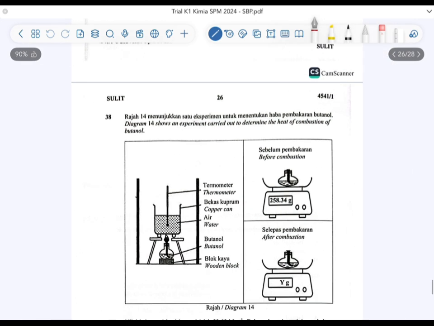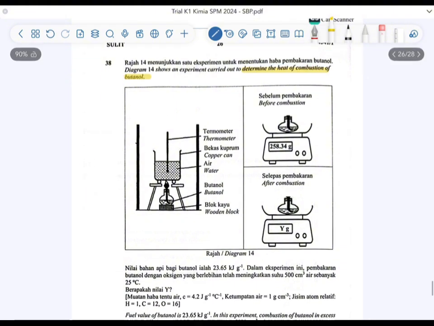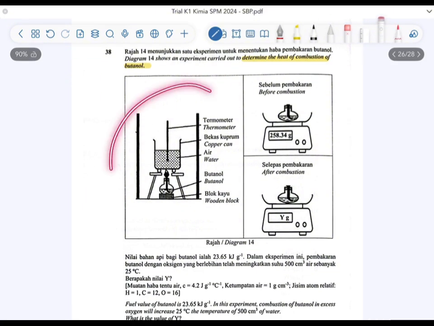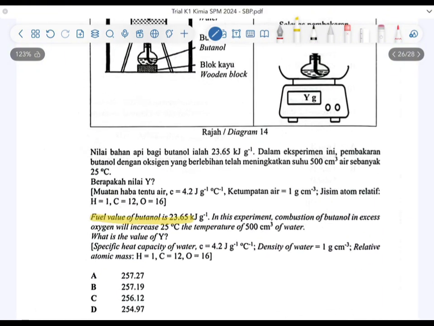We have an experiment that is carried out to determine the heat of combustion of butanol. On the left-hand side, this is the apparatus set up for determining the heat of combustion of butanol. Before the combustion, we have the butanol solution with a mass of 258.34 grams. After the combustion, the mass is not given and it is indicated as Y. The provided information is that the fuel value of butanol is 23.65 kJ per gram.